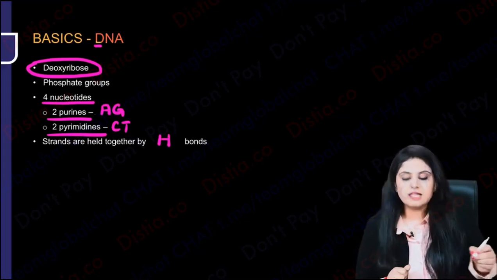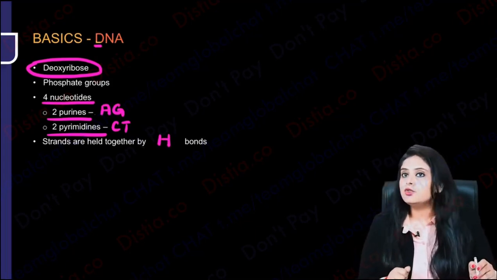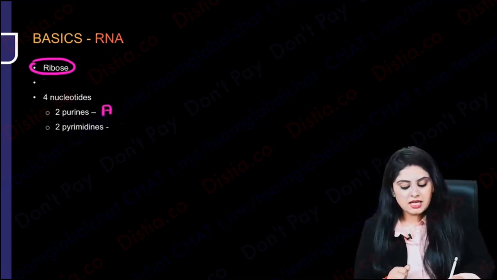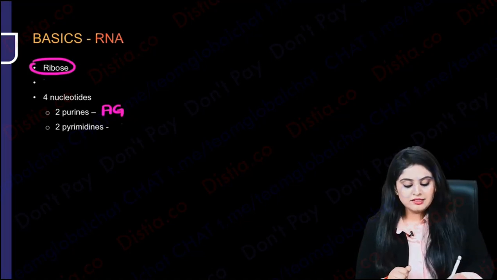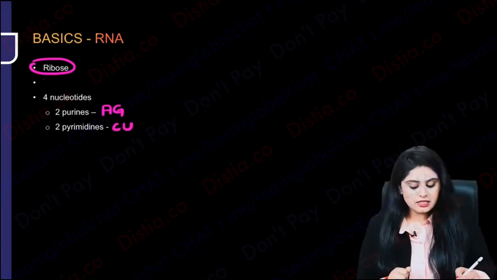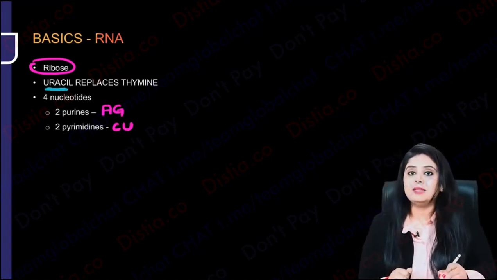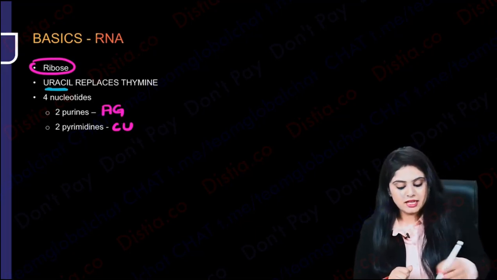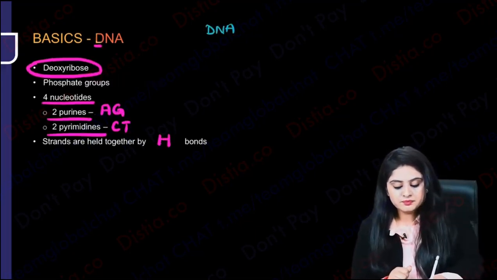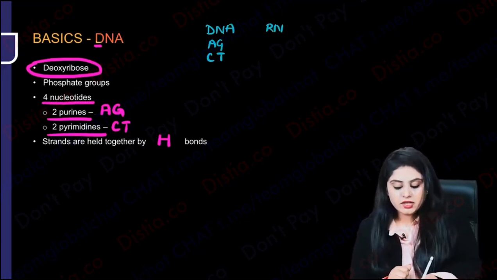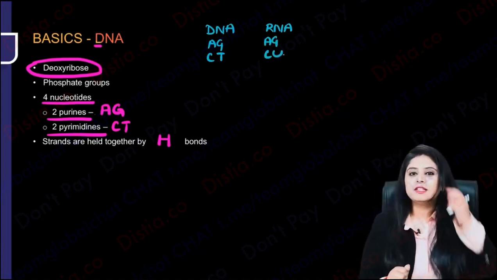And how are they held together? They are held together by the hydrogen bonds. However, when you go to the RNA, you again have the same A and G, but what happens to C and T? It now becomes C and U. So can I say that uracil is going to come and replace thymine? That is important. So remember once again, when you're talking about the DNA, we have AG and CT, purines and pyrimidines. When we are talking about the RNA, we have AG and CU. That's a very basic thing to start off with.